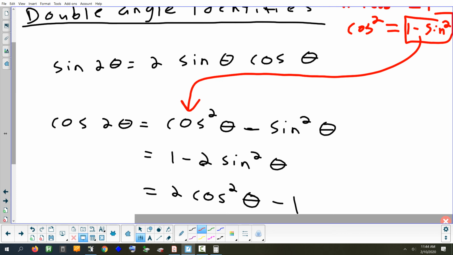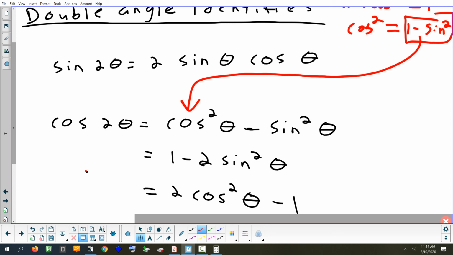So depending on which one you substitute for using your Pythagorean, you can get these other 2 versions. Which one do you use in a problem? It depends. Chances are if you're doing a problem and there's other stuff in it that has sine, I'm probably going to stick with using the middle one. If the problem has cosines on the other side of this equation, I would probably stick with cosine. Because the less trig functions I have in the problem, the better.